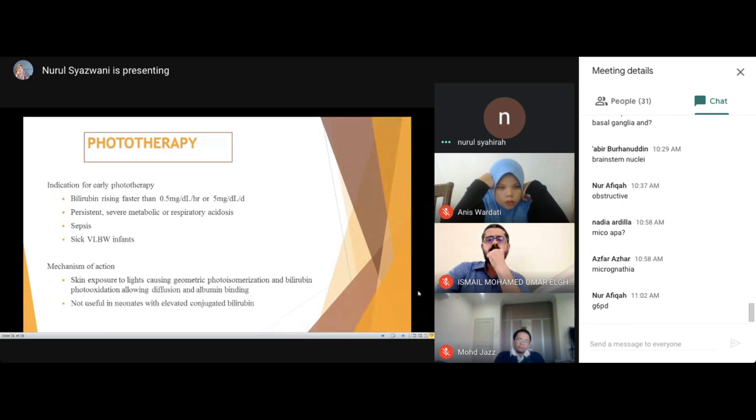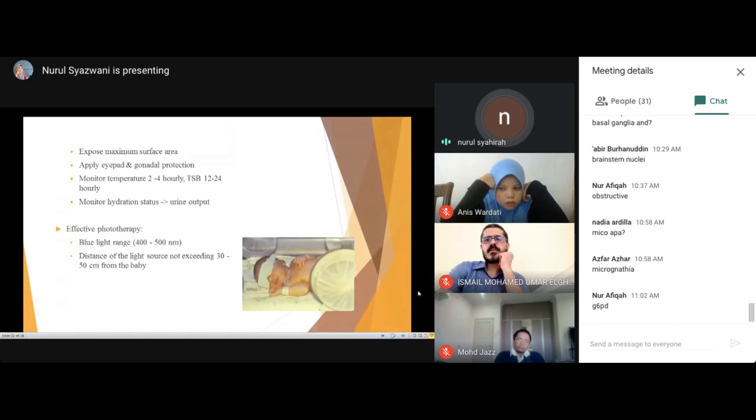Okay, and then the technique done in the phototherapy, usually we expose the maximum surface area. We must apply the eye pad and the gonadal protection to the baby.